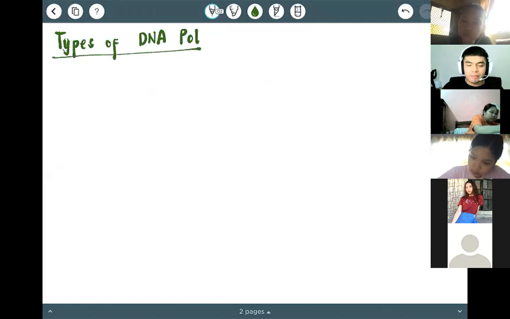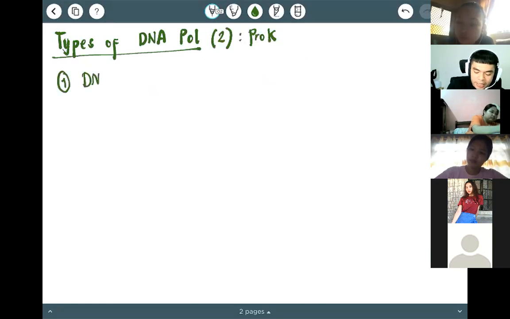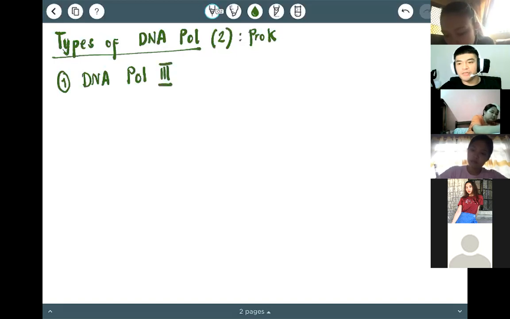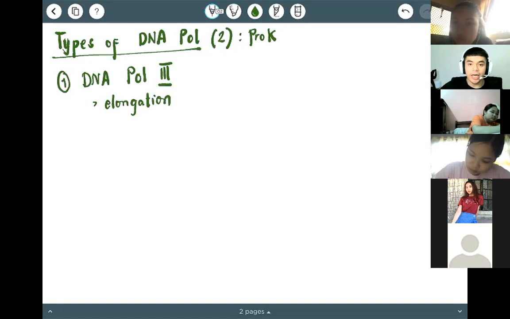Okay, so everyone, let me tell you na we have two major types of DNA polymerases in prokaryotes. Okay, in prokaryotes. So number one, we have the DNA polymerase 3. So meron tayong dalawang properties by DNA polymerase 3. So number one, it is responsible for the elongation of the DNA strand. Ito rin yung diniscuss natin kanina when we discussed the leading and the lagging strand.